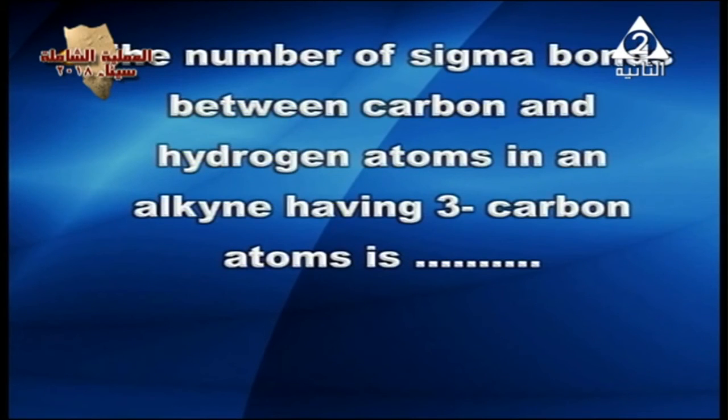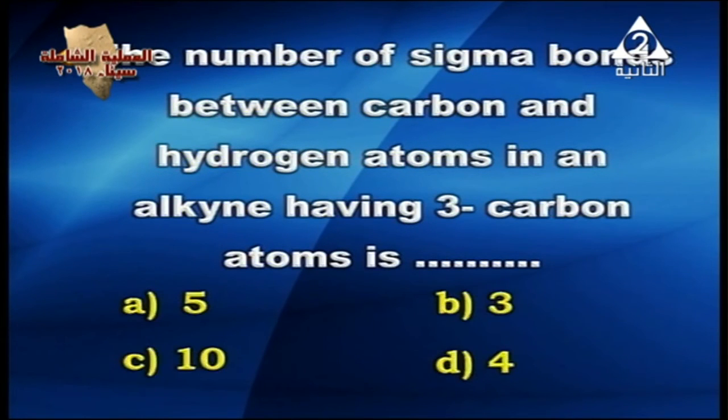Next point, the number of sigma bonds between carbon atoms and hydrogen atoms in an alkyne having 3 carbon atoms is what? Is it 5, or 3, or 10, or 4? If you think about it, yes, the answer will be 4.